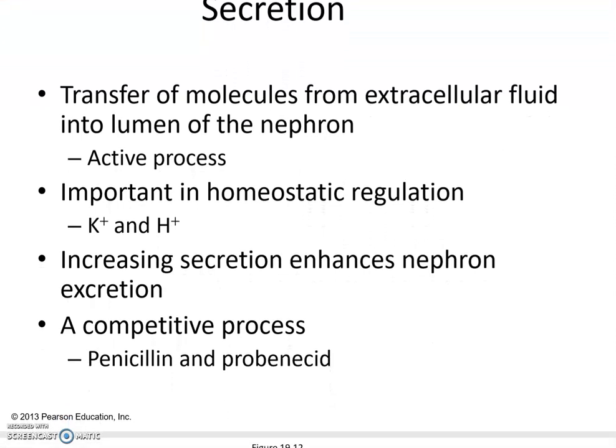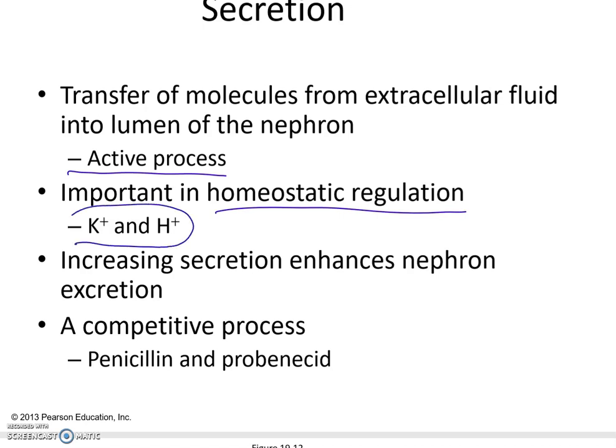So secretion is the transfer of molecules from the extracellular fluid into the lumen of the nephron tubules. It's an active process, and it's very important in the homeostatic regulation of potassium and hydrogen ions. So here you have the hydrogen ions, that means pH regulation. Increasing secretion enhances nephron excretion. It is a competitive process, and for substances such as penicillin that are foreign to your body, how would it know how to reabsorb that if it's not a naturally occurring substance in your body?